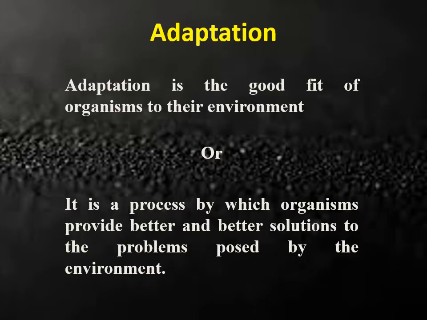Now, according to Darwin, adaptation is the good fit of organisms to their environment, as we already discussed. So adaptation is the process by which organisms provide better and better solutions to certain problems imposed by the environment. In an environment where an organism lives, somehow there creates a problem, that means the environment is imposing a problem on an organism, and different kinds of organisms solve the same problem in their own way.